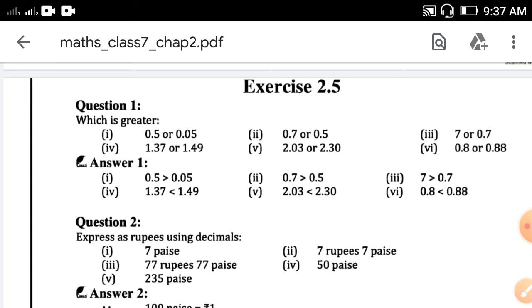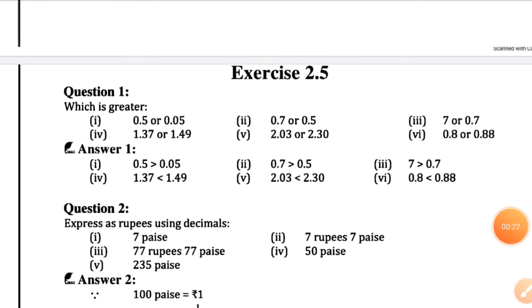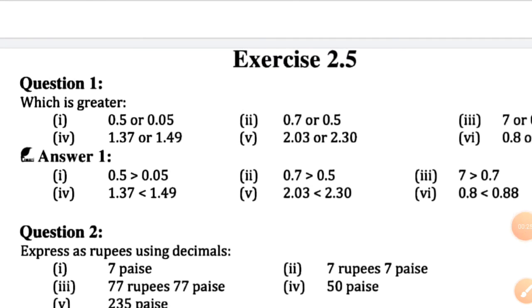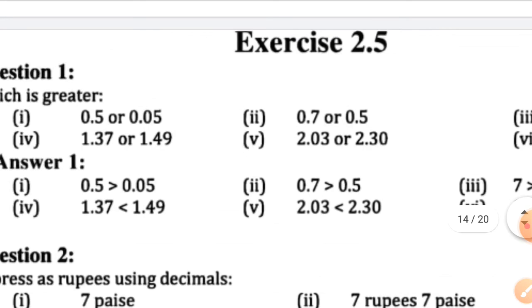Today we are going to start exercise 2.5. In that, question number 1, which is greater? Here decimal numbers are given. If integers are there, then easily you can see which one is the greater and which one is the smaller. But in decimal numbers, how to compare?